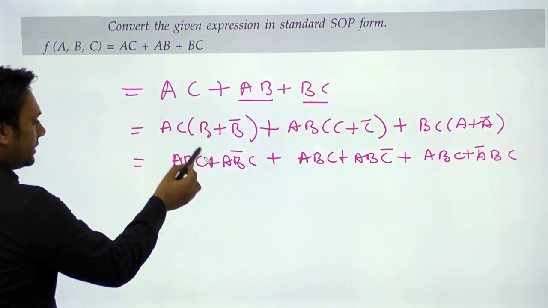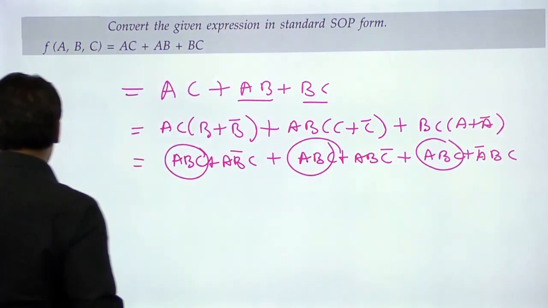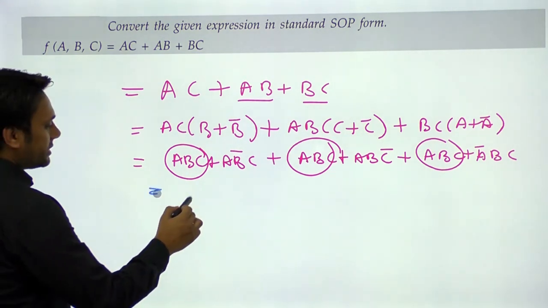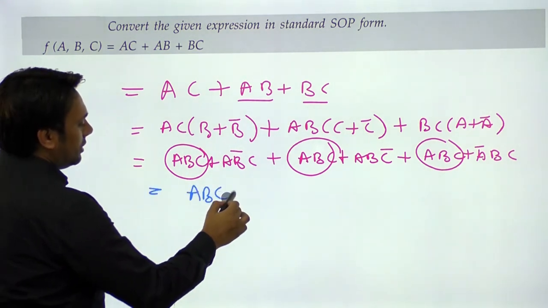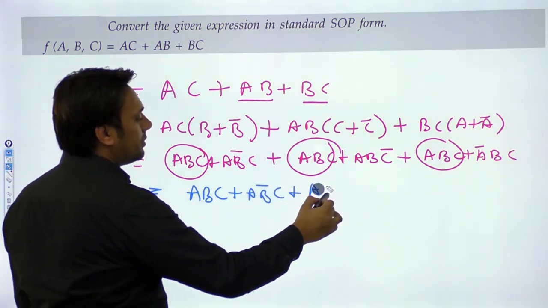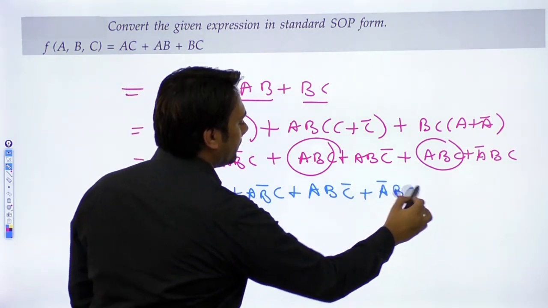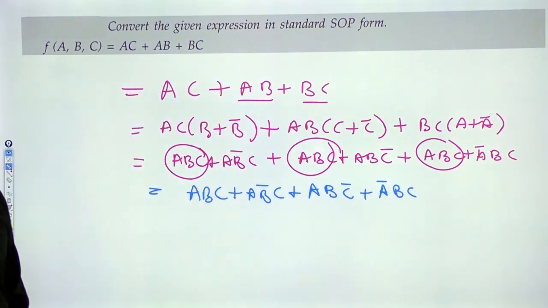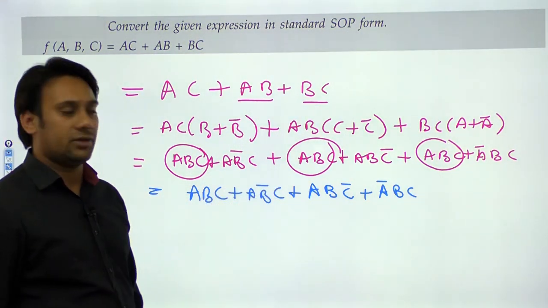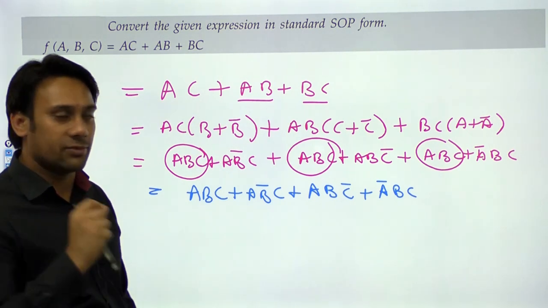Now here you can clearly see this term is repeated three times. Ye jo term hai ye teen bar repeat hua, so because it is repeated three times, I just have to write it once. So I can write it as ABC plus AB complement C plus ABC complement plus A complement BC. Is it clear? Right? So all of these terms are representing your canonical sum of product.